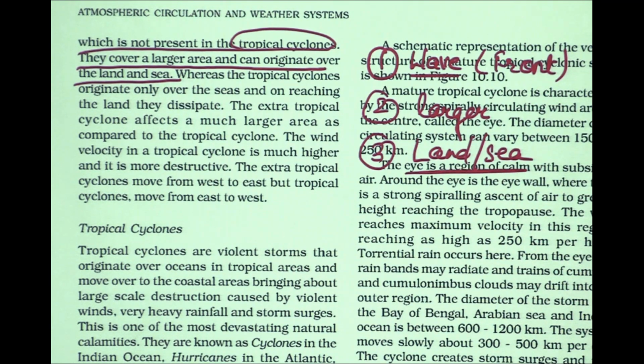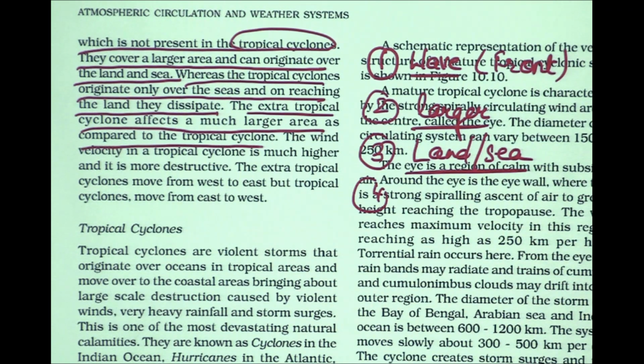I have taken a video that is talking about tropical cyclones in the Indian context. Tropical cyclones die after landfall and a tropical cyclone is comparatively smaller in size. So this is the comparison. I am reading it from NCERT, whereas tropical cyclones originate only over sea and on reaching land they dissipate. Next difference: the extratropical cyclone affects a much larger area as compared to a tropical cyclone. The wind velocity in a tropical cyclone is much higher. It is a less intense system.